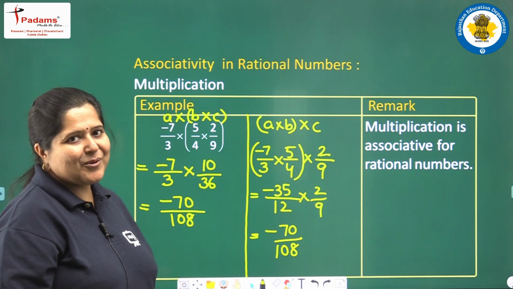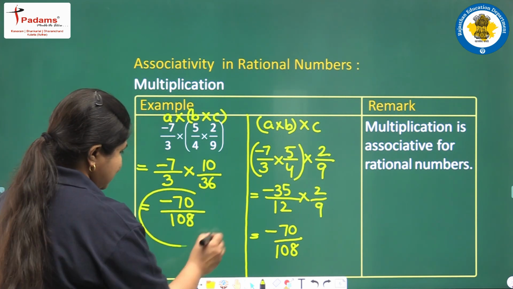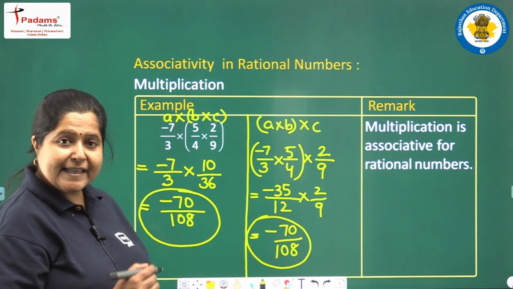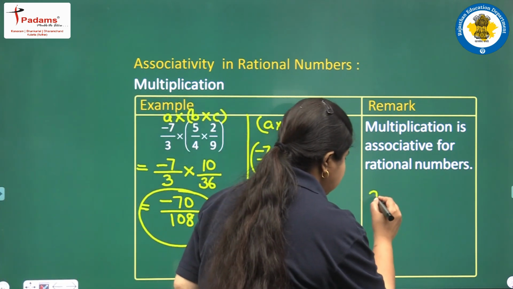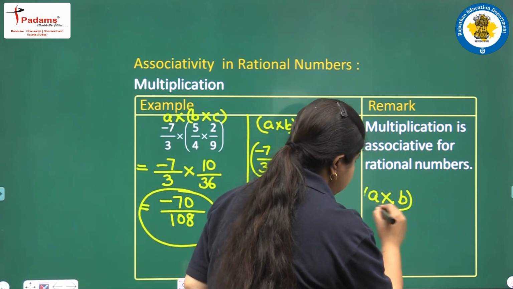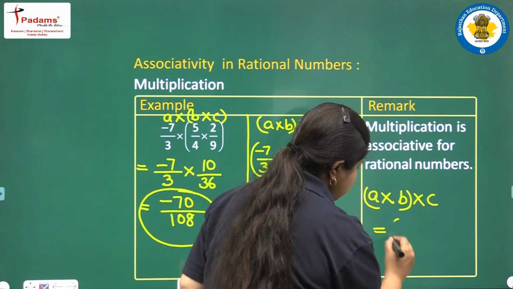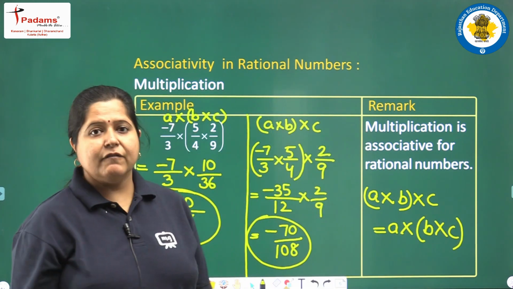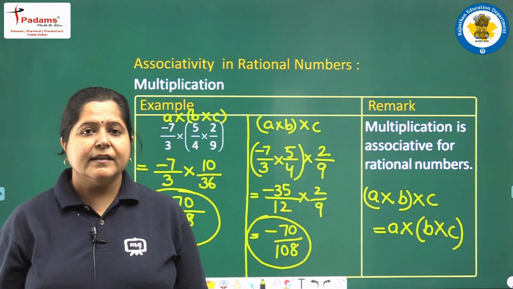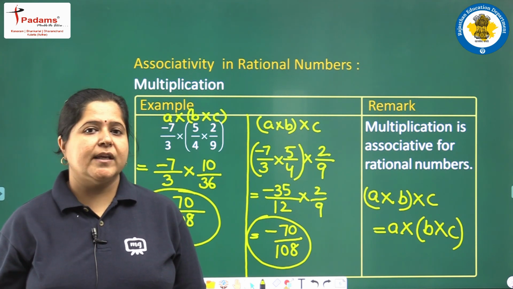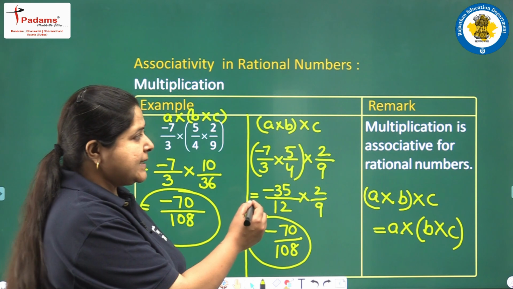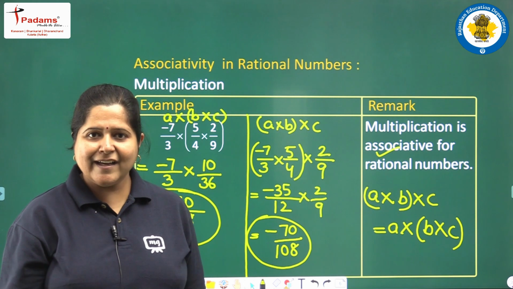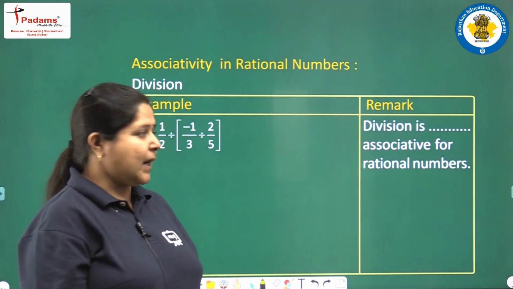What do you find? Both the answers are the same. Minus 70 upon 108 in both the cases. So we can easily get the result that (A into B) into C is equal to A into (B into C). That is, while multiplying rational numbers, the order of pairing does not change the result. Therefore, multiplication is associative for rational numbers. Clear? Now we move on to the division part.